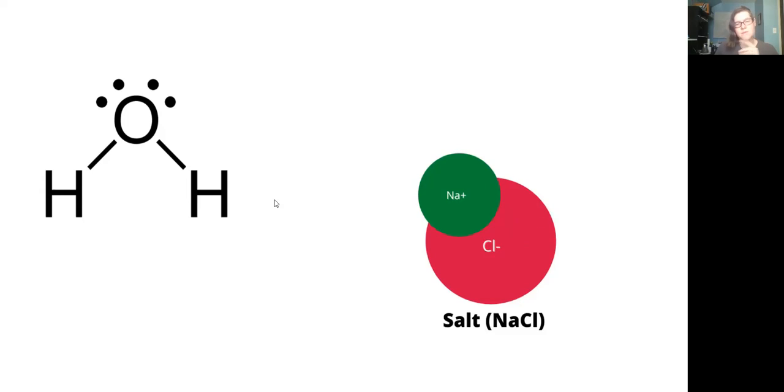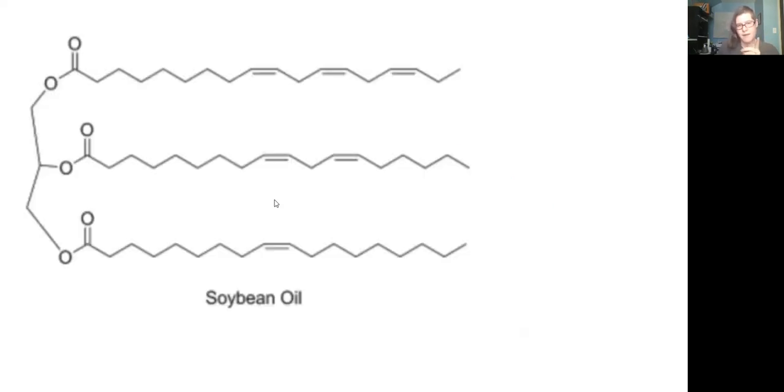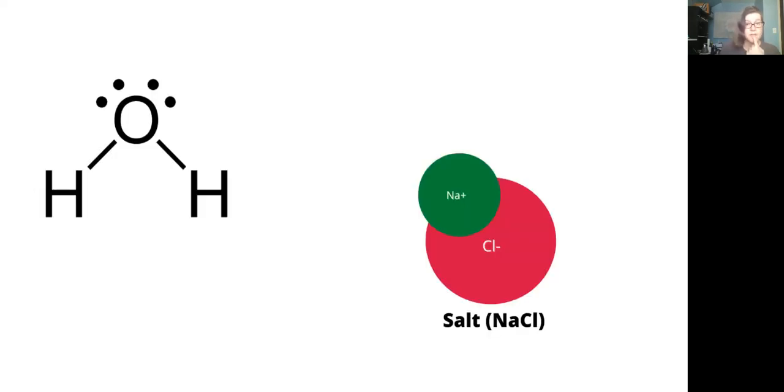So these 2 things mix together, but not with this one. And this one has mostly carbons, and these 2 have no carbons. Mostly carbons, no carbons. I wonder if the carbons are what's related to the things not mixing together.